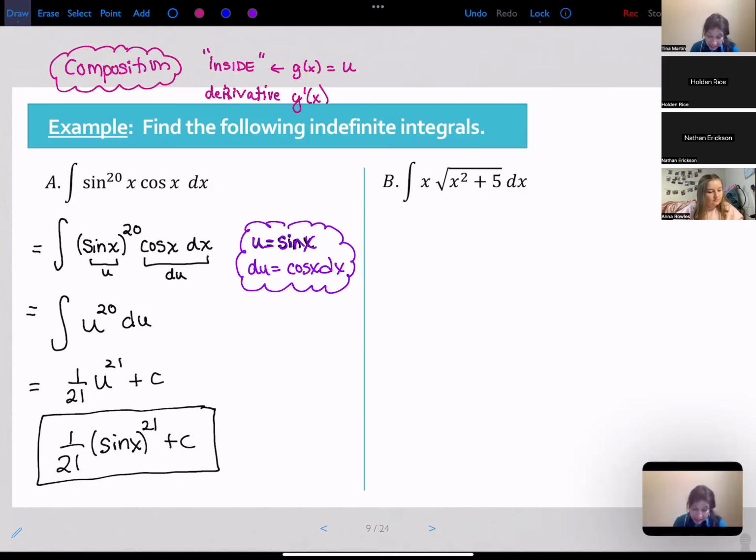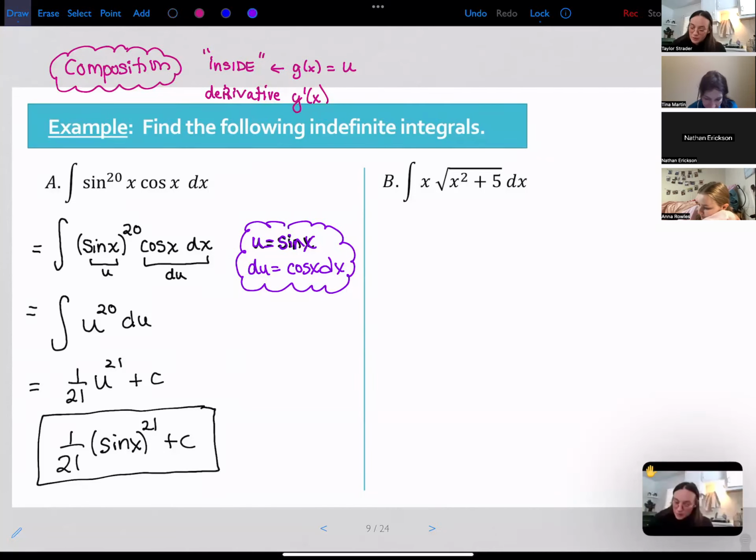Okay, somebody different. Who wants to try this second example B? X times the square root of x squared plus 5. Anybody want to try this one and walk me through what u's going to be? Who hasn't talked yet? Taylor, go for it. Is u going to be the x squared plus 5? It is. U is absolutely going to be the x squared plus 5 because it's the inside.